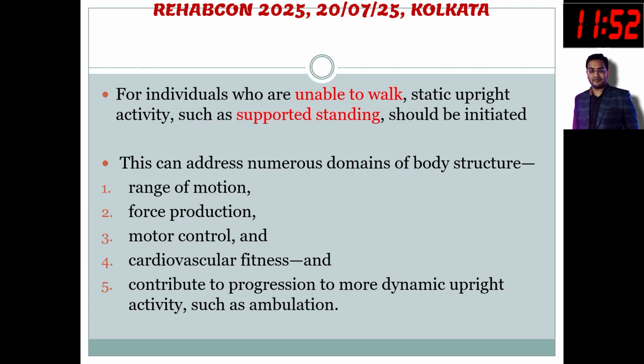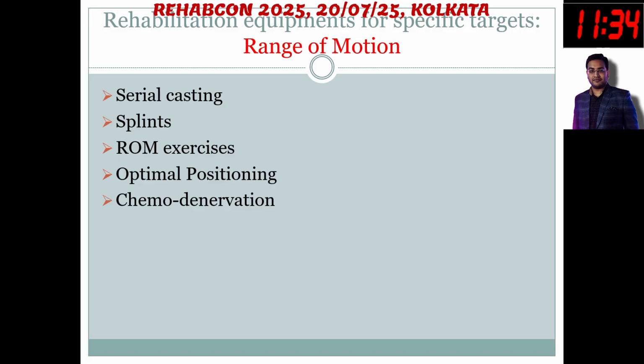For individuals who are unable to walk, static upright activities such as supportive standing should be initiated, addressing the various domains of body structures like force production, motor control, cardiovascular fitness, and contribution to the progression to more dynamic upright activities like ambulation. Moving on to the next target, the range of motion.